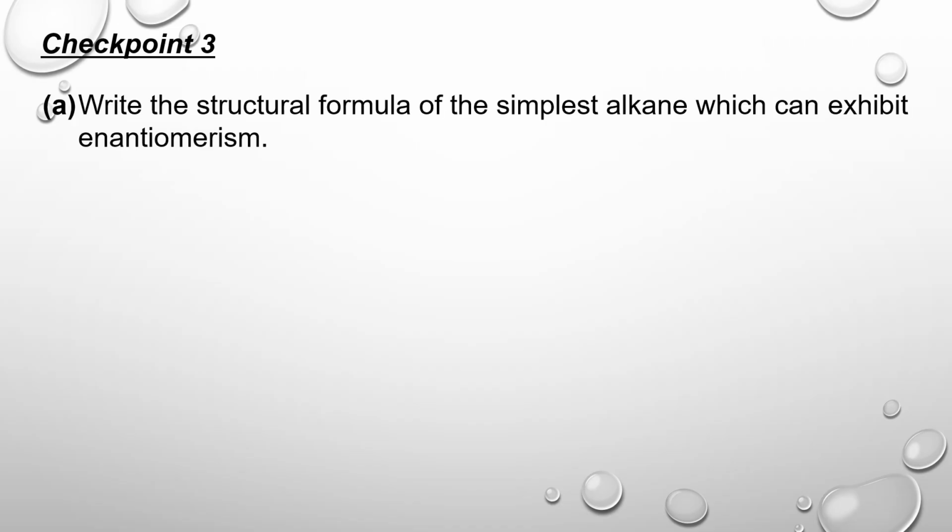Welcome back. Let's look at the structural formula of the simplest alkane. That means the smallest number of carbons that you need that will result in an alkane that can exhibit enantiomerism. The one that we can think of is where the 4 different groups, the substituents, have to be different. So if I'm going to draw this out for you, how would it look like? It will look like this.